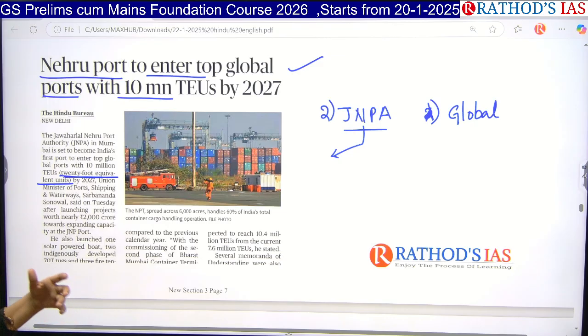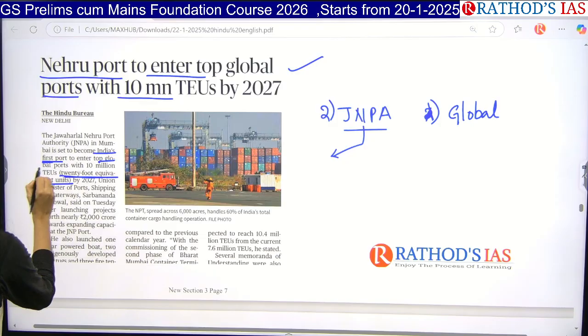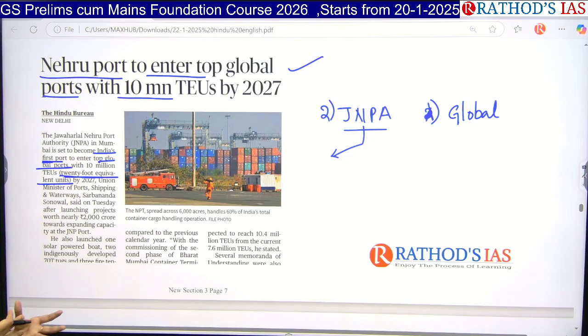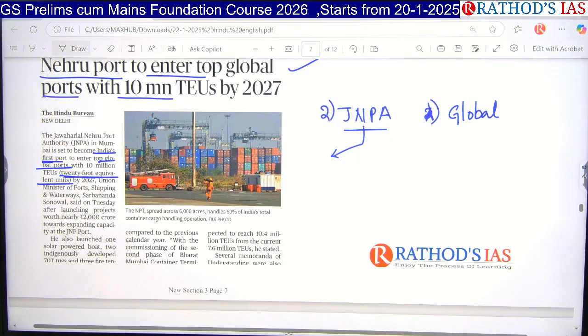Here you have to see what this JNP port is about, what the Jawaharlal Nehru Port Authority in Mumbai is, and why this article is significant. It is because it is India's first port to enter the top global ports, with the high transactions that have happened so far. That is the news. Now how can we connect this topic with our economy?